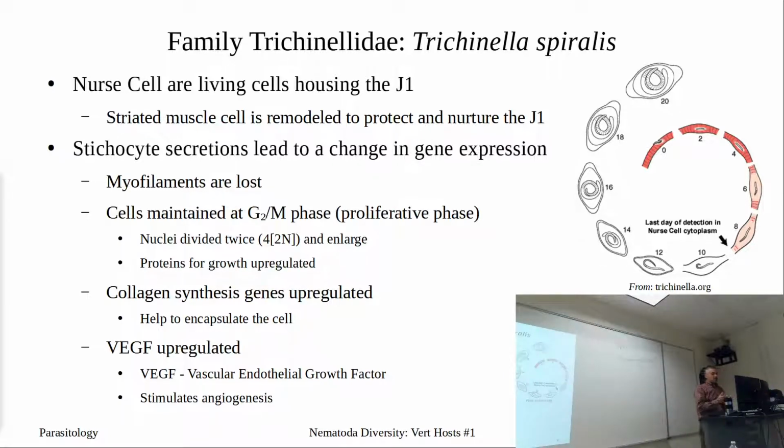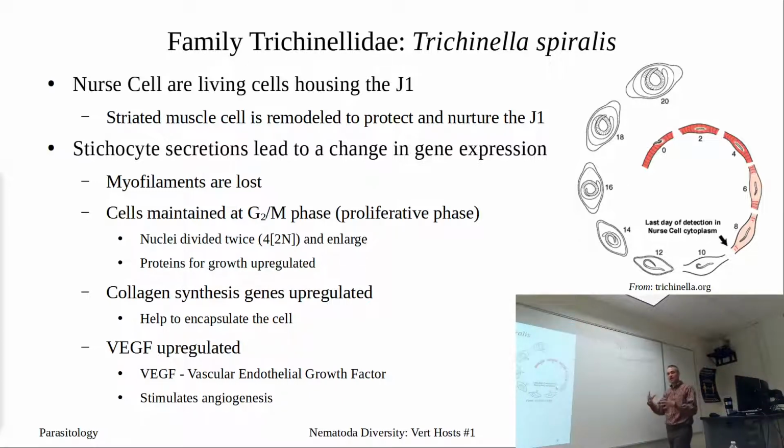We also have upregulation of collagen synthesis genes. All right, so if we increase collagen synthesis, we start to form a capsule around the cell itself, around the worm. So we're going to encapsulate this worm in collagen. And we have slides of cross sections where you can see the collagen in there. All right, why is that good? Collagen produced by the host isn't going to be harmed by the host immune system. So by encapsulating our worm, we're protecting it from the host immune system.